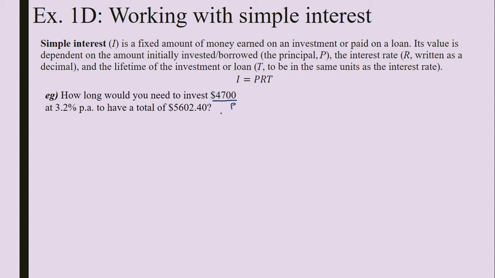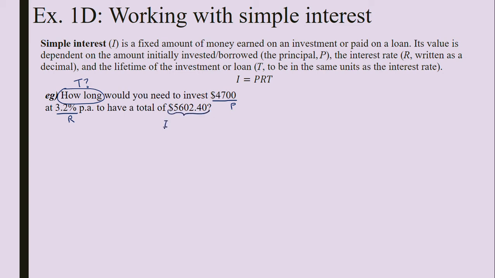So we would need to invest. This amount is our principal. This amount is our rate. We are being asked how long something needs to be invested for. So we're going to solve for time this time instead of the interest. And this figure here is what we're going to use to calculate our interest.